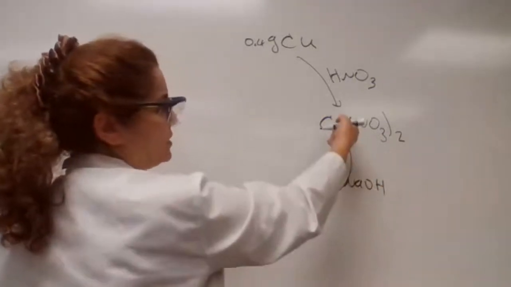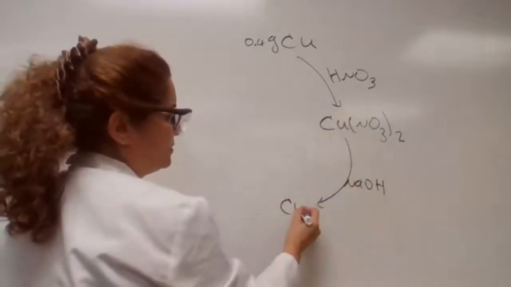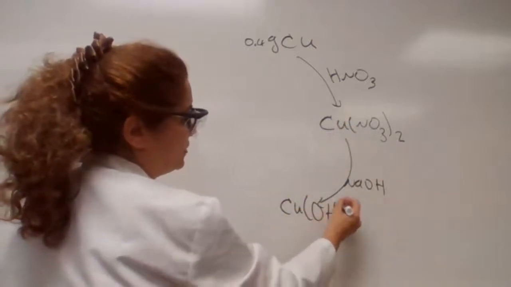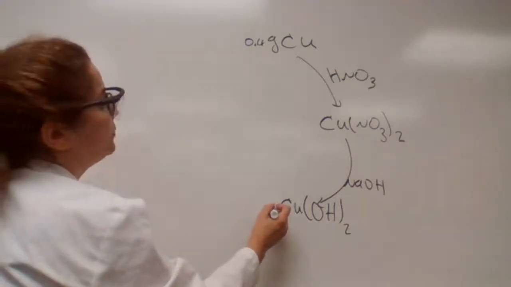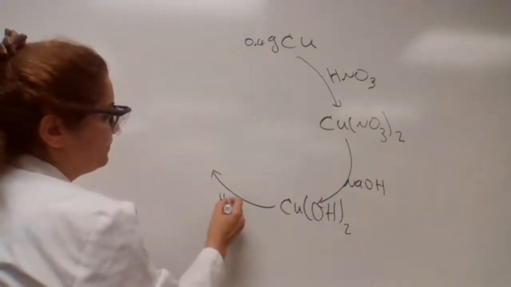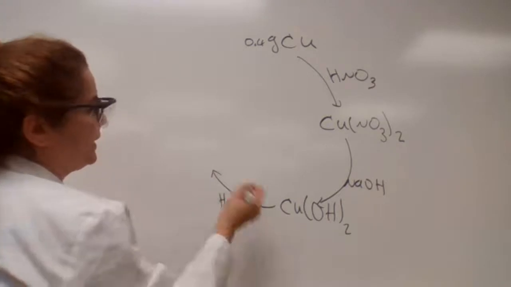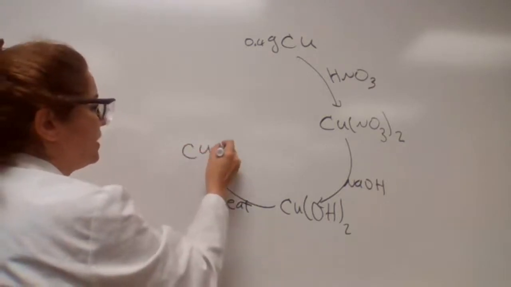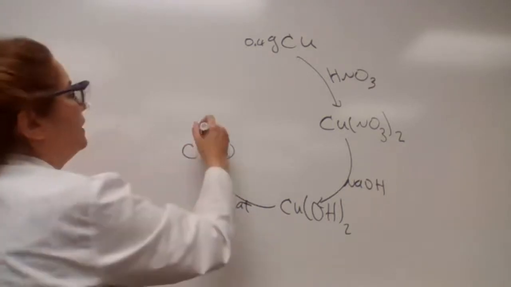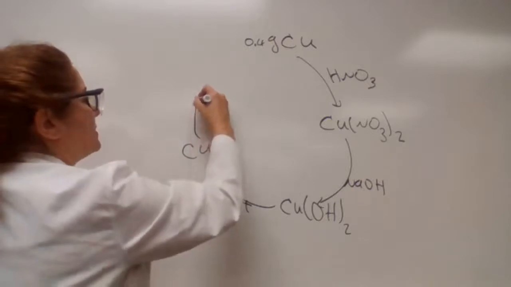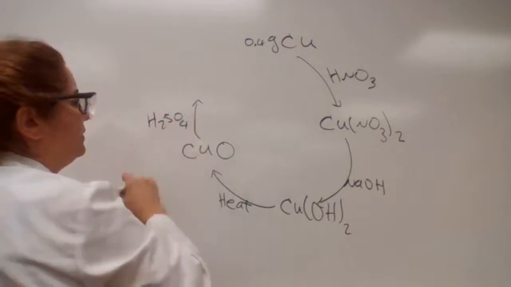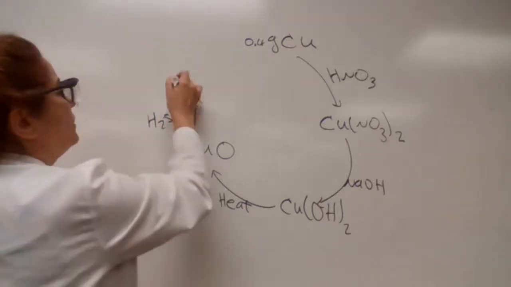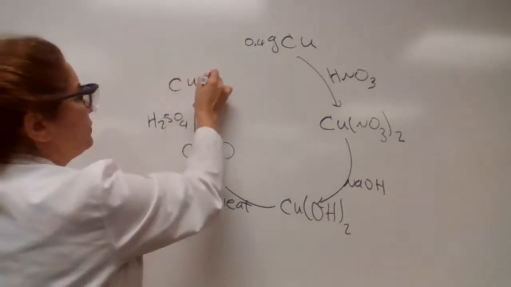The reaction of sodium hydroxide with copper nitrate is going to give us copper hydroxide. Copper hydroxide, we are going to heat it up. When we heat it up, it's going to change to copper oxide. To the copper oxide, we then add H2SO4. With H2SO4, it is going to change to copper sulfate.